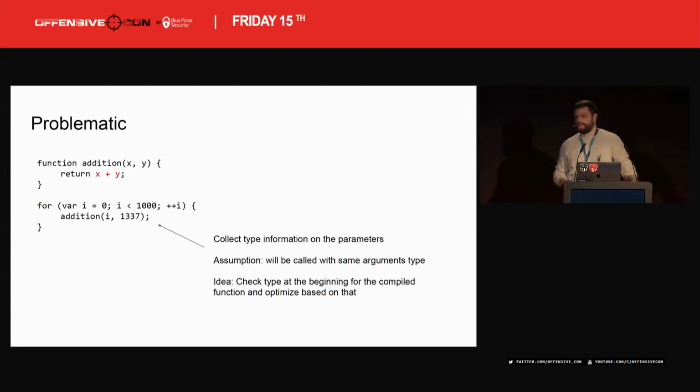And the idea is that the JIT compiler will generate code that will first check that the things are in fact integer values. And if so, then we can generate super optimized code based on the fact that this assumption will basically be true.